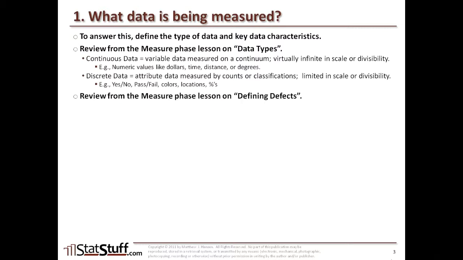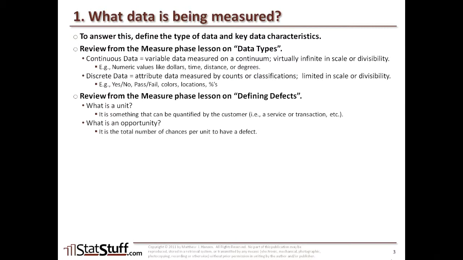Now, as well, we went into the measure phase lesson on defining defects. A few things that we want to go over here, some additional characteristics, for example, a unit. A unit is something that can be quantified by the customer. It could be a service or transaction or some product or something that's defined by them as an individual unit for how we're going to be measuring things. The opportunity is the total number of chances per unit that we might have for a defect.